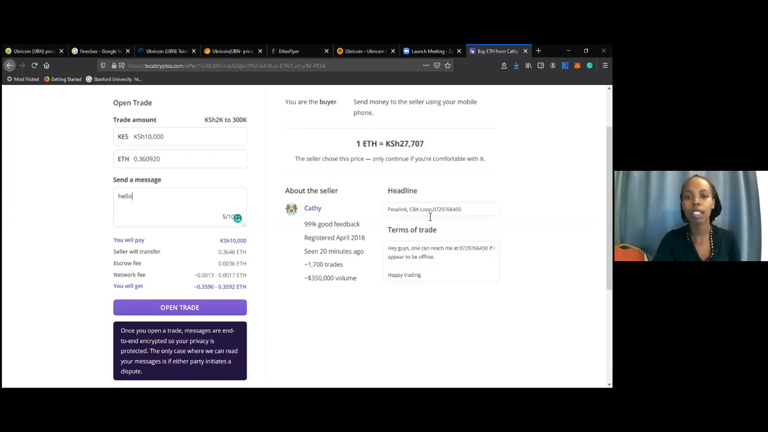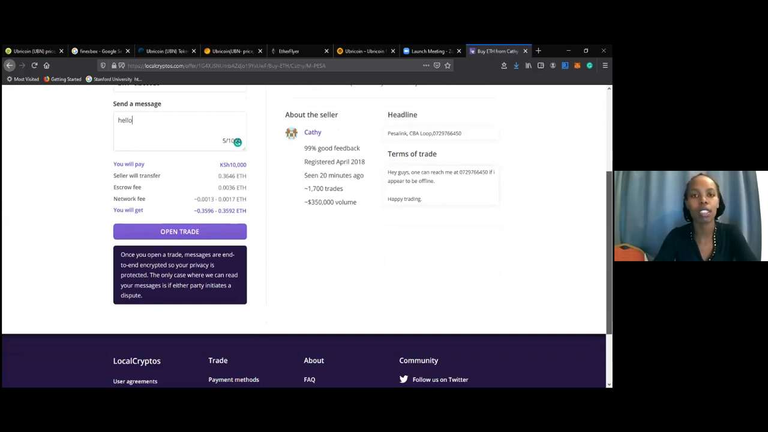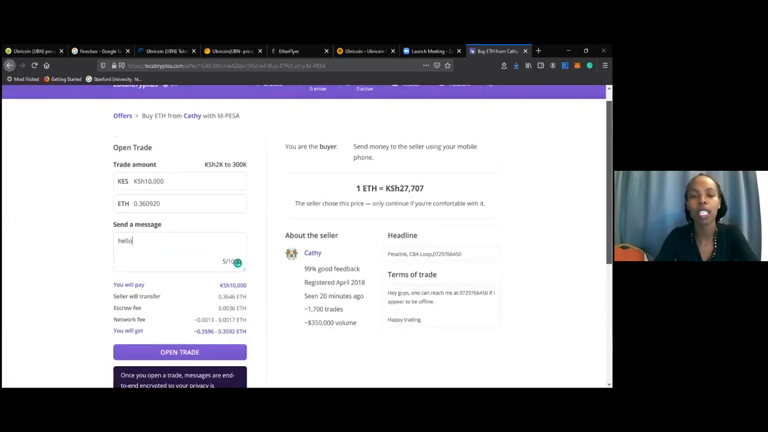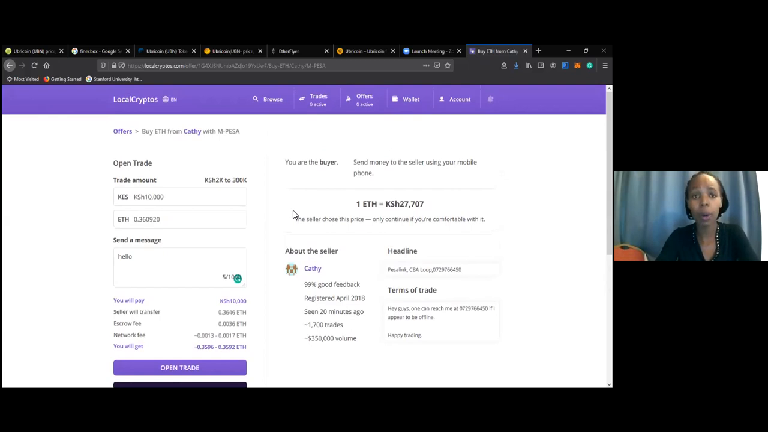And after they send the ETH to the escrow, then after you pay, the escrow will release that ETH to you. So you do not need to know the person that you're buying from, and you do not need to trust them. You just need to trust the system. And we have worked with this system, and you can actually trust the system itself. It's very reliable. So make sure that you do that.